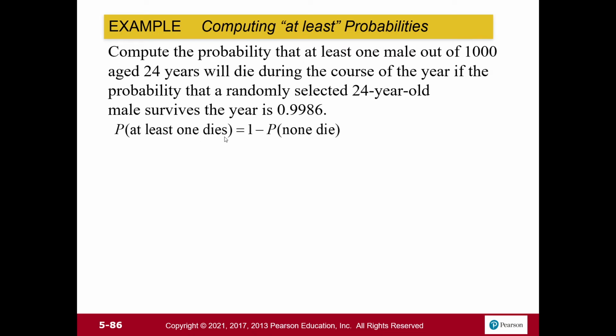So here's the formula that we'll use. The probability that at least one dies is the complement of none dies. It's at least one, so we can really just do 1 minus the probability that none will die.